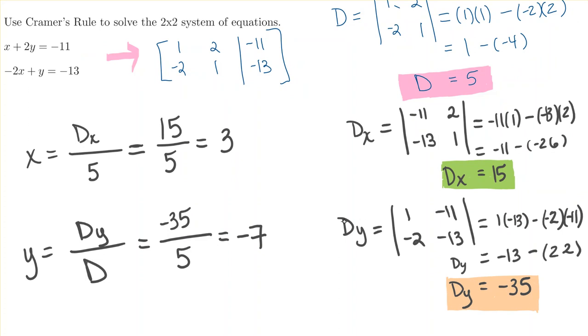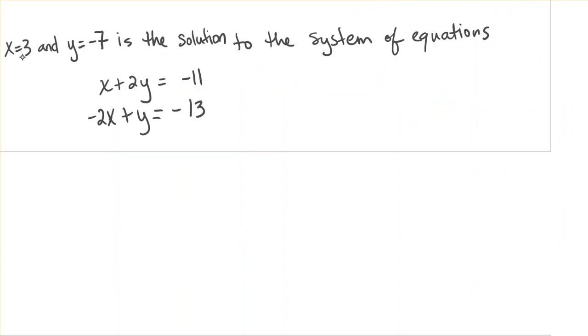So after finding D sub y, we should get the value of D sub y is negative 35. Finishing our expression, y equals D sub y divided by D. So we get negative 35 divided by 5. So our value for y is negative 7. So x equals 3, y equals negative 7 is the solution to our original system of equations.